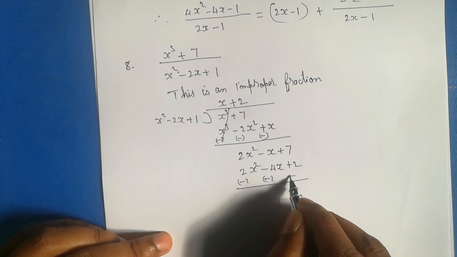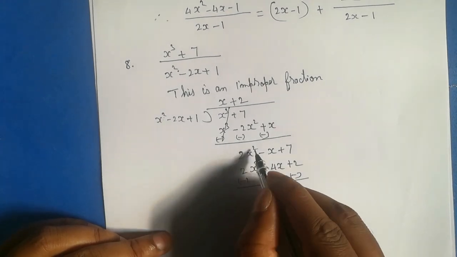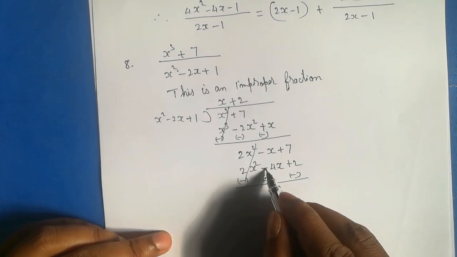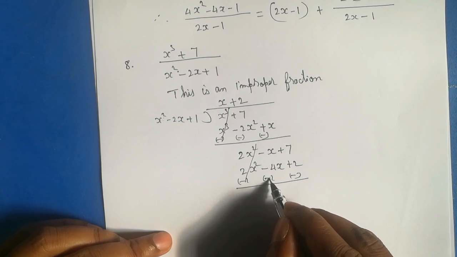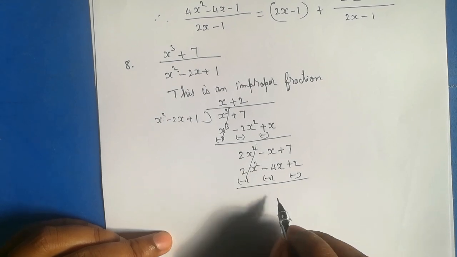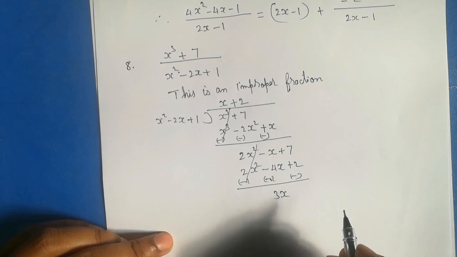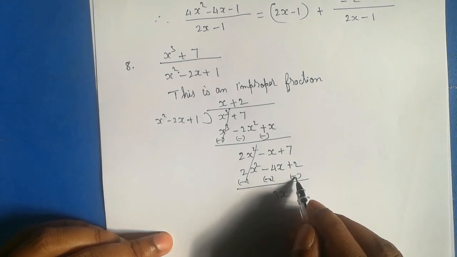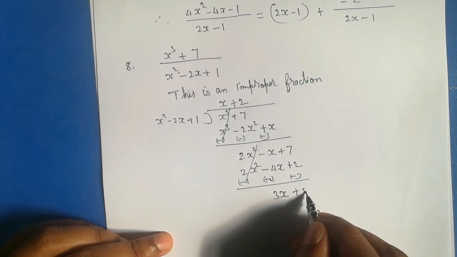Multiply by minus sign throughout. So this will get cancelled. Plus into minus is minus. Minus into minus is plus. 3 minus 4 minus 1 is 3x. Plus into minus is minus. So this is 5.